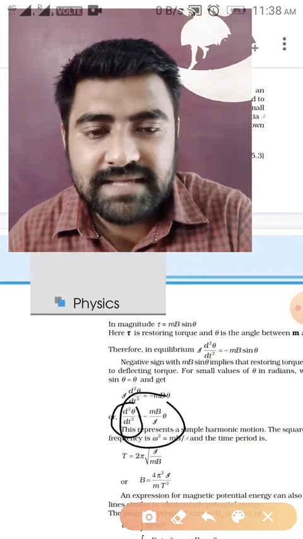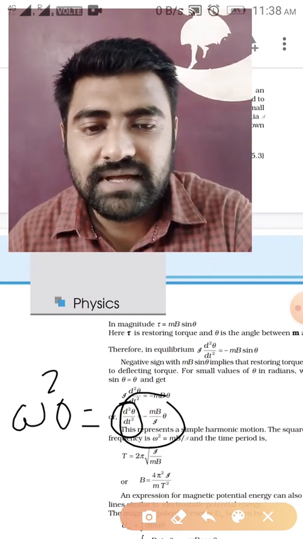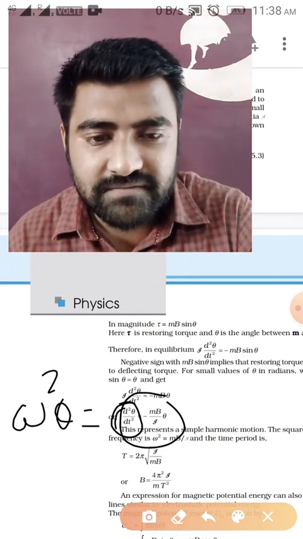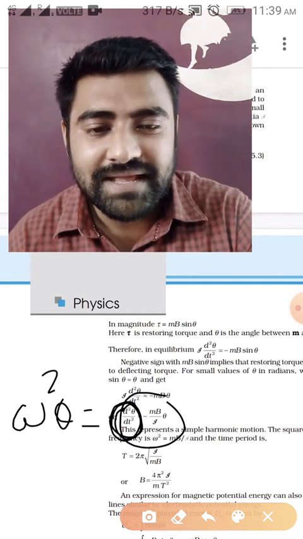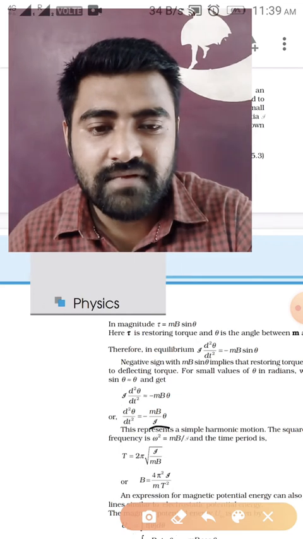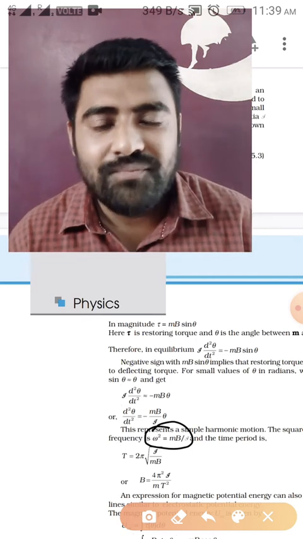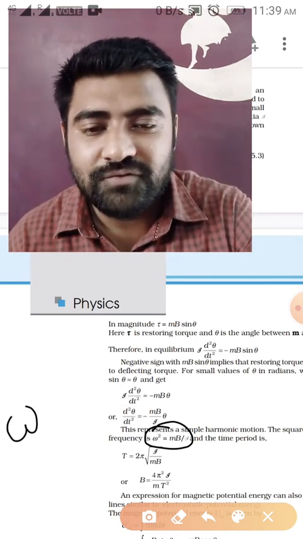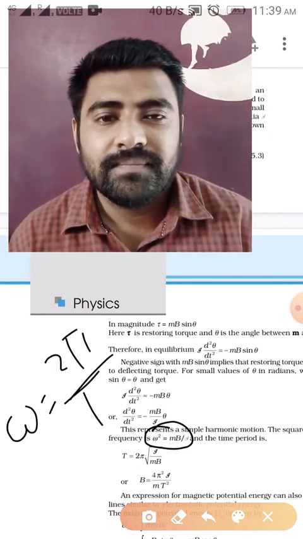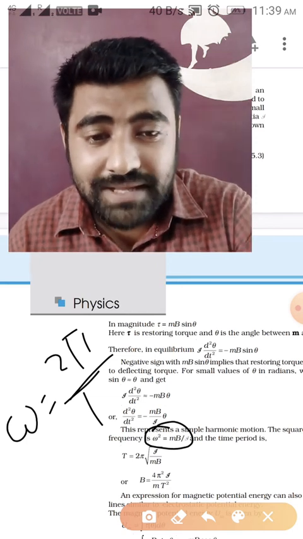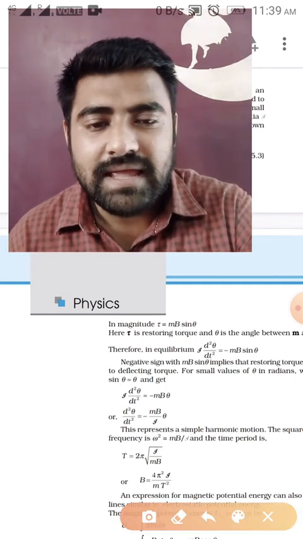So this left hand side is nothing but omega square into theta. So if we put it in this equation, then theta will be cancelled out and we get omega square is equal to mB upon I. Simple as that. By that mB upon I, if we put omega's formula, what is omega's formula again? It is 2 pi upon T. T is our periodic time. So by putting it in this equation and making T the subject, we get T equals 2 pi under root I upon mB, this formula.